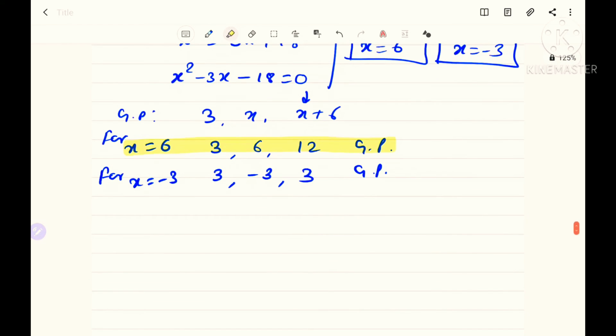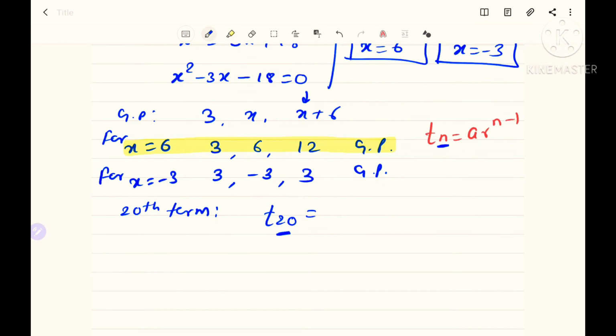So how to find the 20th term? For that, just use the formula for Tn, which is a r raised to n minus 1. To find any term of a geometric progression, we use the formula for Tn. And since they want the 20th term, their requirement is T20. That indicates the value of n is 20.